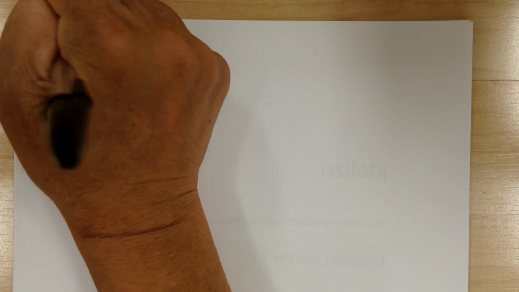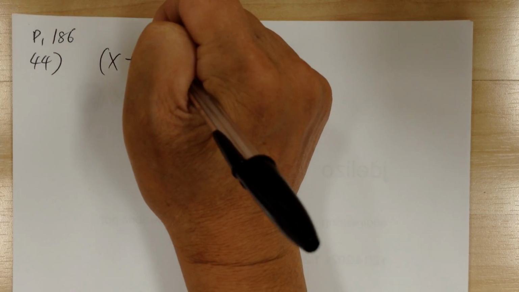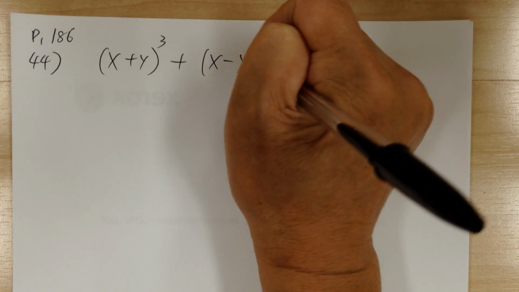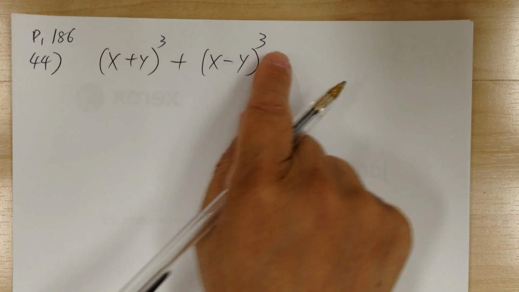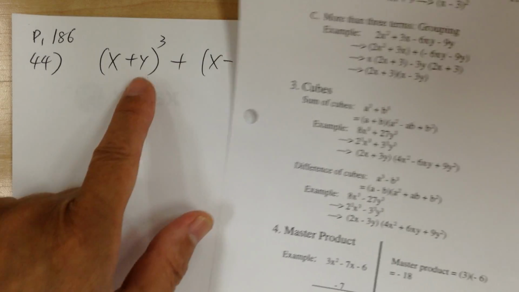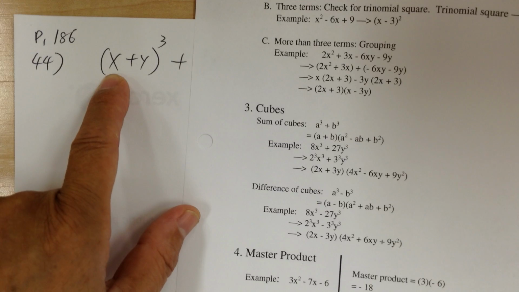Okay, let's go to 44. You got x plus y to the 3 power plus x minus y to the 3 power. Okay, so obviously this is going to be a cube, but notice there's something inside. So if you look at the cube, this is the sum of the cubes, right? But notice there's no parentheses, and these are parentheses.